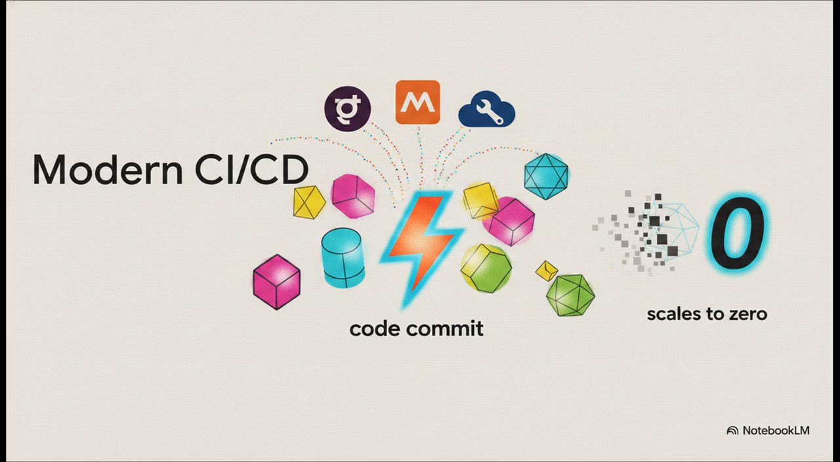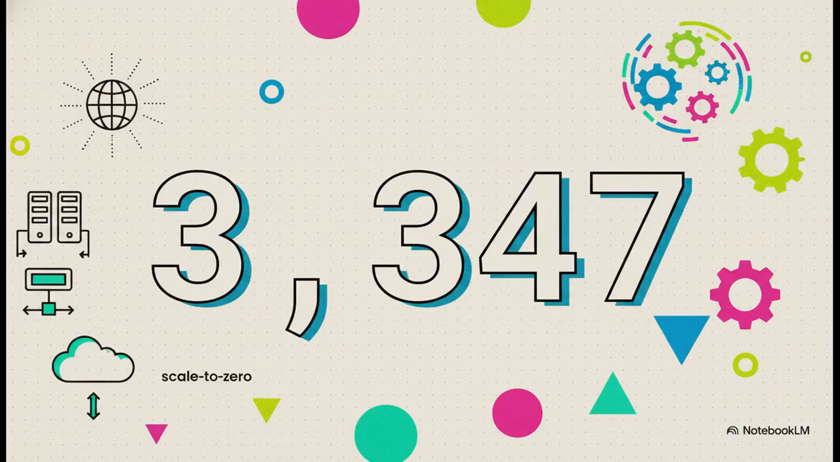Zero wasted resources. To put that into perspective, just look at the open source Kubernetes project. They have over 3,347 global developers pushing code. 3,347. And they use this exact shared resource, scale to zero method to flawlessly manage all those chaotic code submissions from every corner of the planet without wasting a single dime on idle servers.